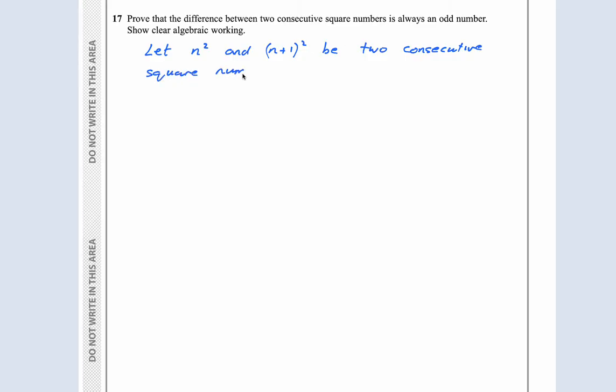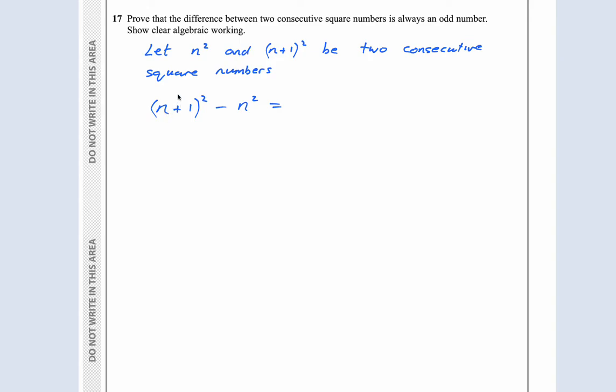They are square numbers, obviously, because it's squared and squared, and they're consecutive, which means they come right after each other, because this is n and this is n plus 1. So it's the next number. Okay, so we have to prove that the difference between two consecutive square numbers is always an odd number. So the difference means when I subtract them. So n plus 1 squared minus n squared. I'm going to subtract this from this to find the difference.